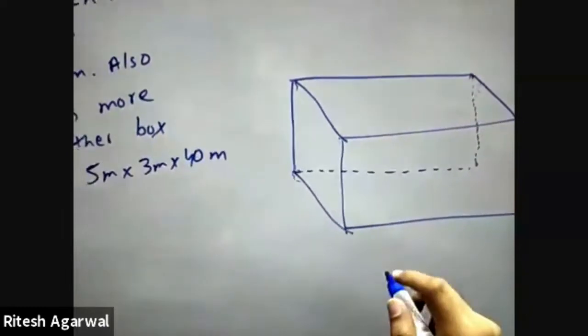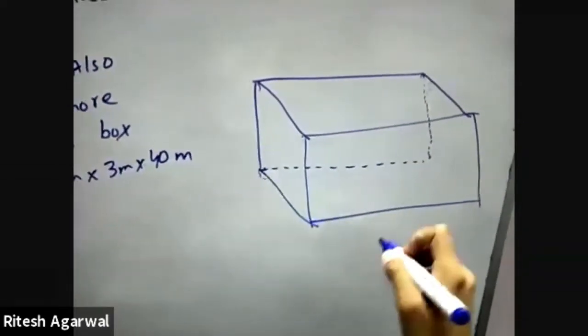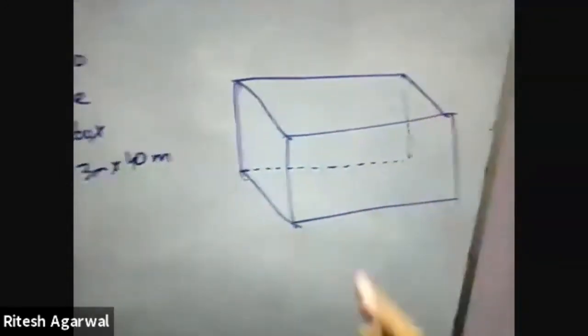So this is what we call a cuboid. A cuboid has a total of 6 surfaces, like 1, 2 and 4 sides.